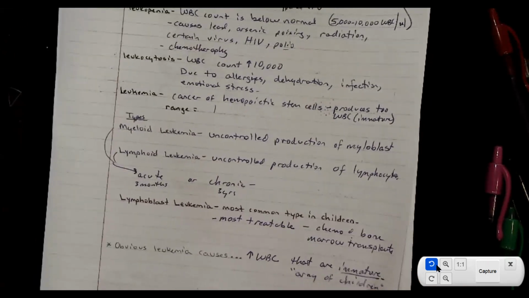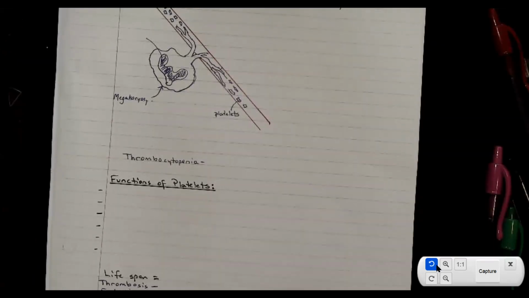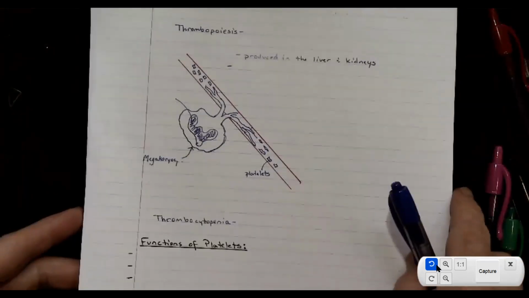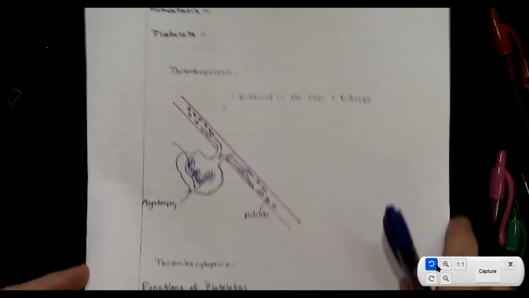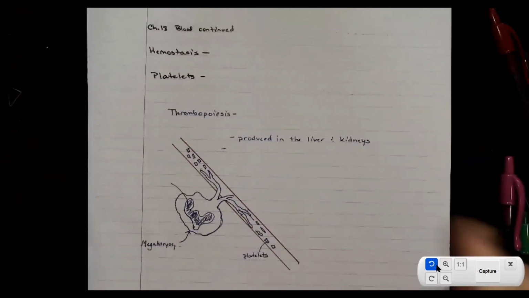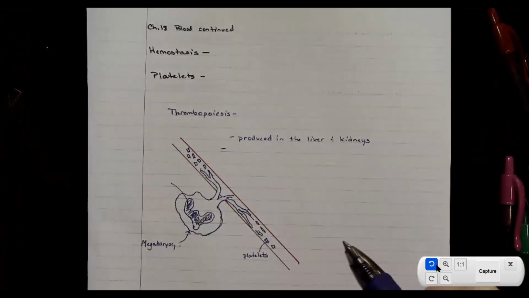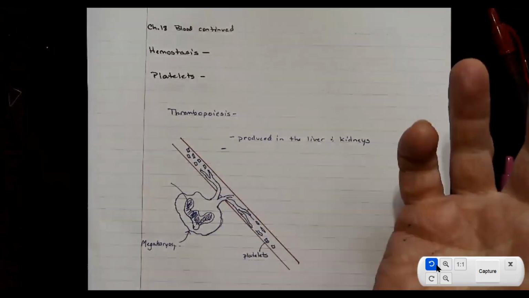So we've talked about red blood cells. We've talked about white blood cells. We've talked about blood typing, how the cells are formed. Now, I just want to touch a little bit on hemostasis and the production of platelets. How are they produced? And it's kind of neat.